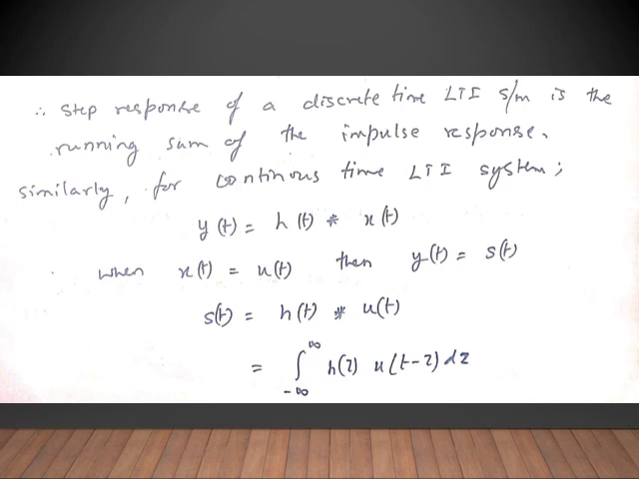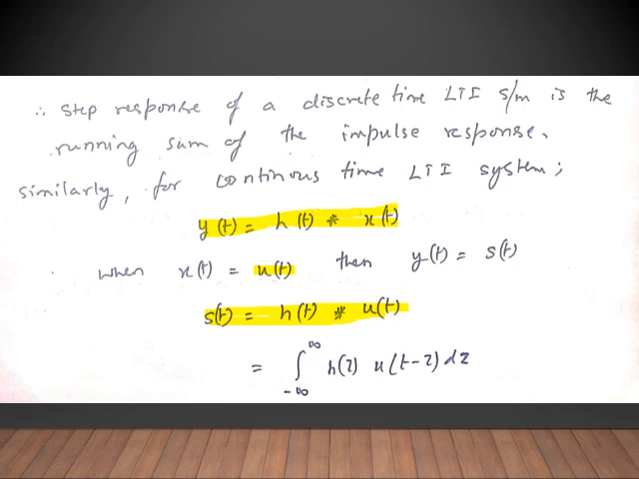Similarly, we can calculate the step response for the continuous time LTI system. Normally, the continuous time representation is y of t equal to h of t convolved with x of t. So this is the convolution integral for a continuous time LTI system. With respect to this, suppose x of t is equal to u of t, then y of t is represented as the step response in continuous nature as s of t. So s of t is equal to h of t convolved with u of t.